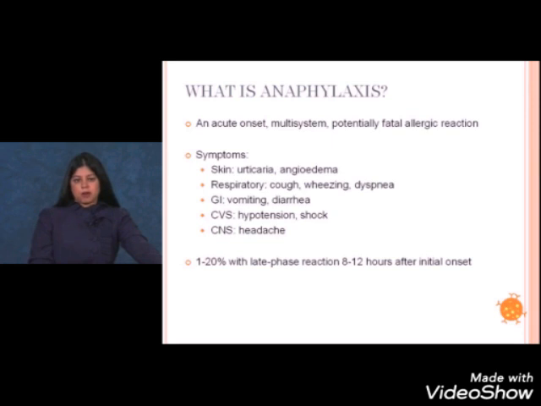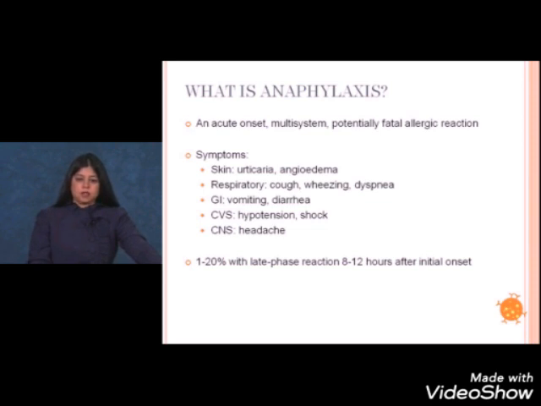So that brings me to our next topic, anaphylaxis. What is anaphylaxis? It's an acute onset, multi-system, potentially fatal allergic reaction. And it's multi-organ, so skin findings would include urticaria, angioedema. Respiratory findings would include cough, wheezing, dyspnea. GI would be vomiting, diarrhea, abdominal pain. CVS, or cardiovascular, would be hypotension and shock, and then you would have headache for CNS findings.